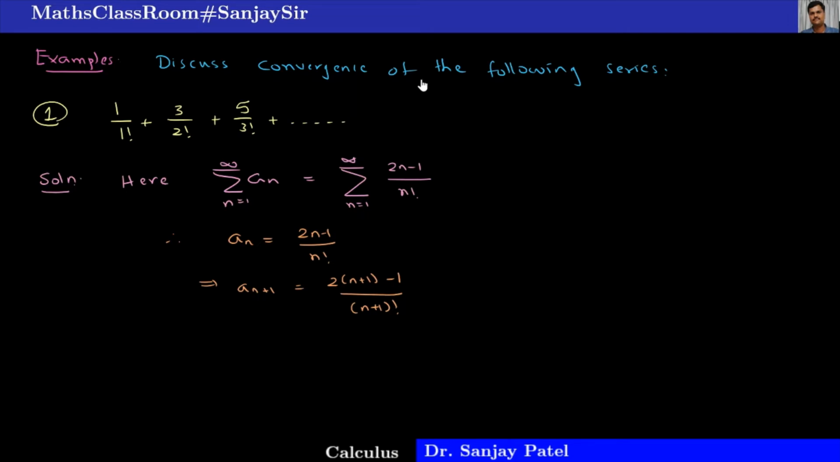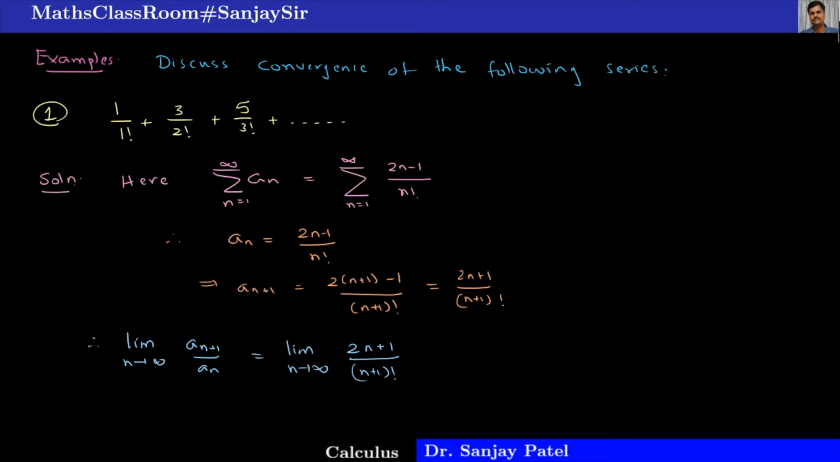So consider the limit as n tends to infinity of the ratio a_(n+1) upon a_n. That is equal to the limit as n tends to infinity of a_(n+1), which I am writing as (2(n+1)+1) upon (n+1) factorial, on simplifying.